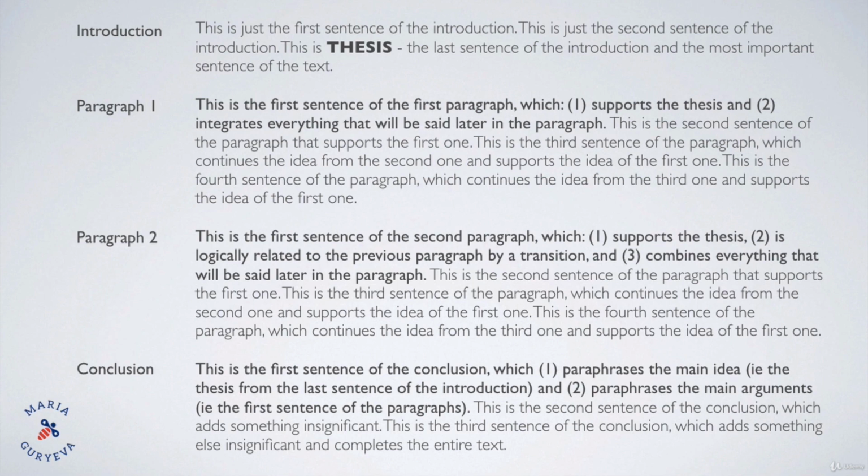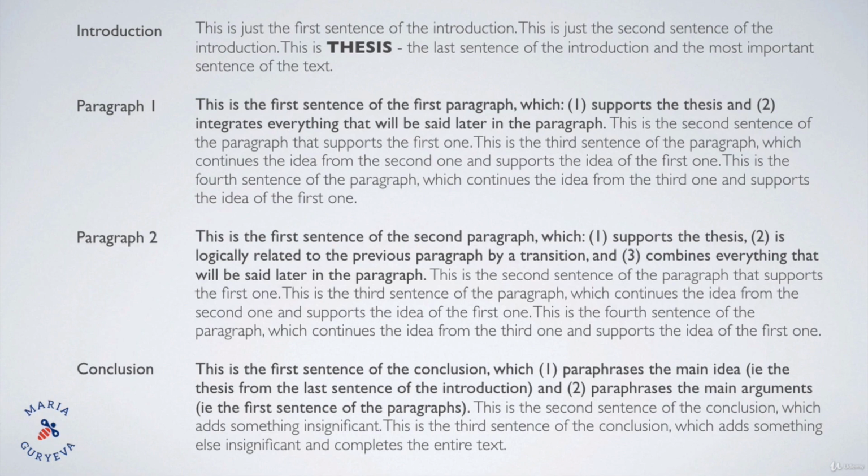Then we come to paragraph number 1. And of course we remember that the first sentence of each paragraph is the most important sentence of this paragraph. So the first sentence of the paragraph has 2 goals. Goal number 1, it supports the thesis, and goal number 2, it integrates everything that will be said later in the paragraph. So it unites all the ideas, all the details, all the examples which are going to happen here in this paragraph. It's kind of a title, the main idea of the paragraph.